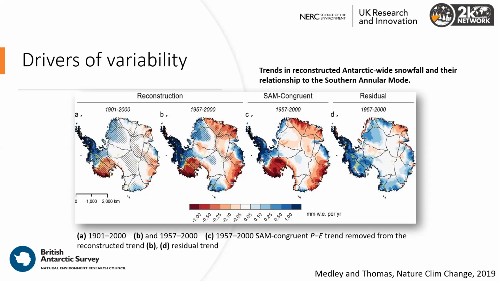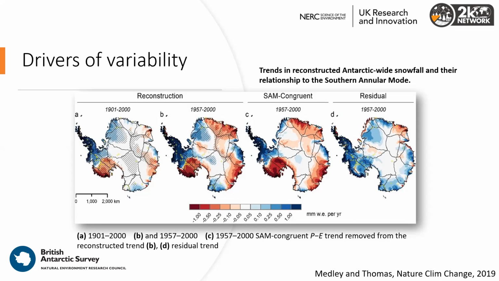So in the first plot, plot A, this is looking at the whole of the 20th century, and then just focusing in plot B on the second half of the 20th century, when things really start to accelerate. And so this is why we've got these darker colours. So the dark blues indicate big increases in snowfall, and the darker reds indicate a big decline in snowfall.